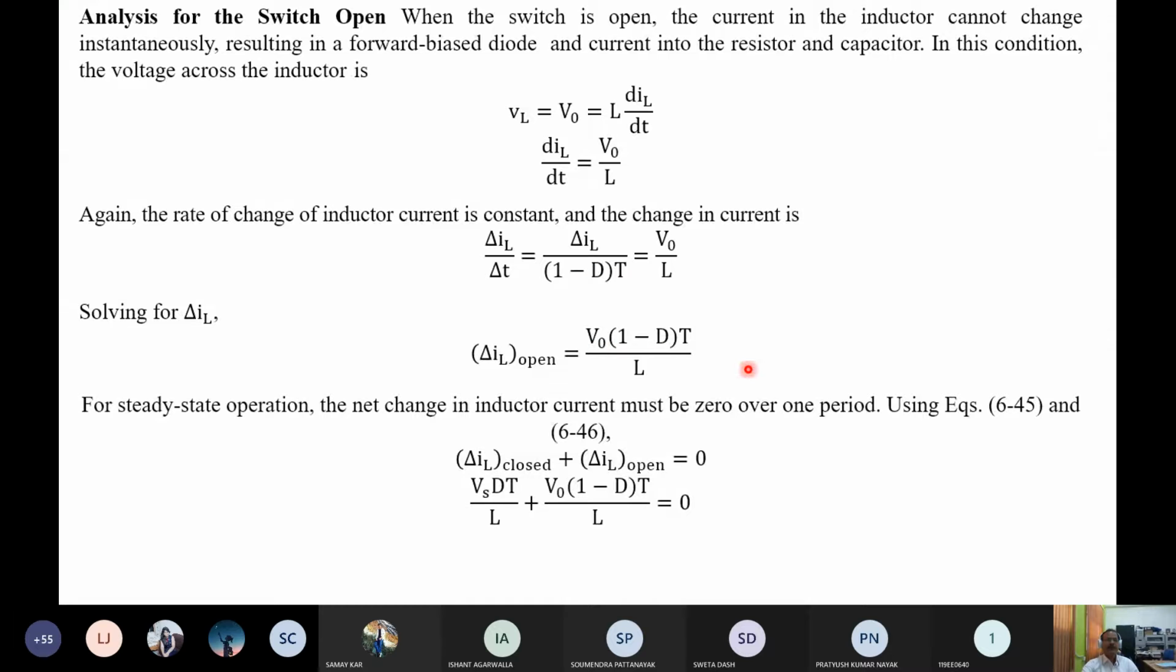Okay. Now for steady state operation, the net change in inductor current must be 0 over one period. So using this equation, ΔIL closed plus ΔIL open is equal to 0. Solve this equation. What are you getting? Find the relation, V0 in terms of Vs and the duty cycle.